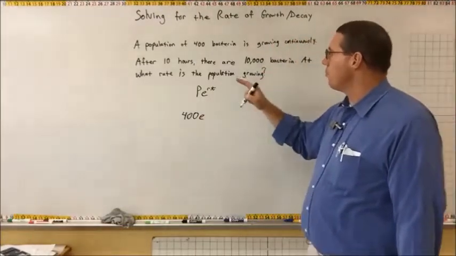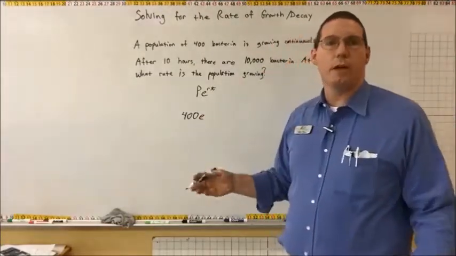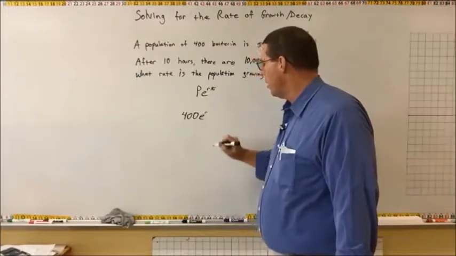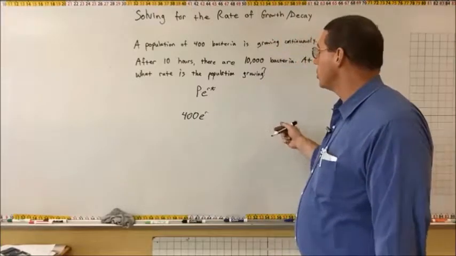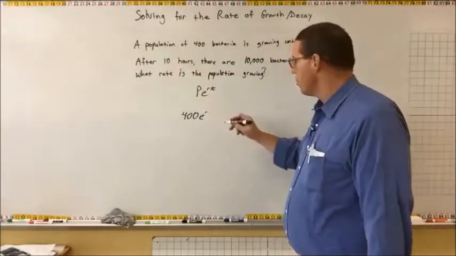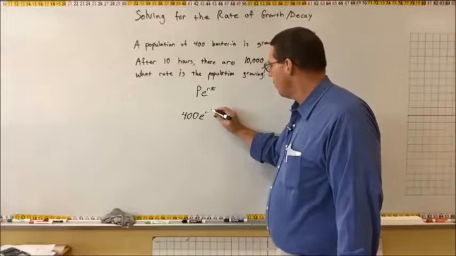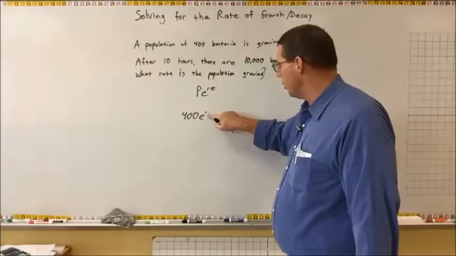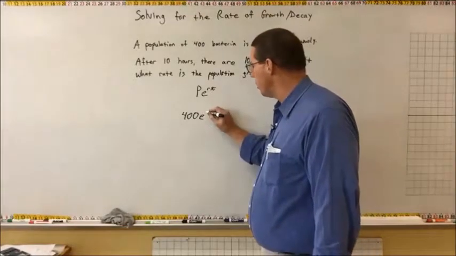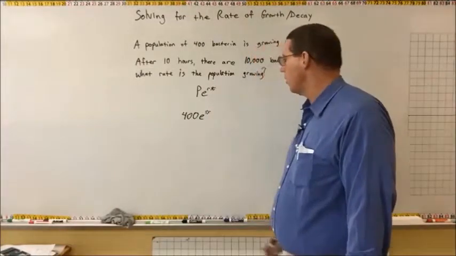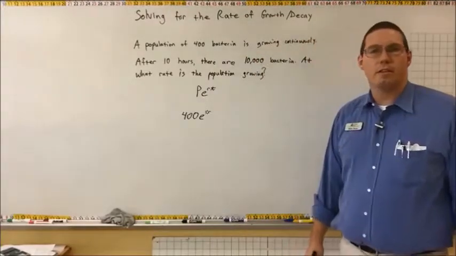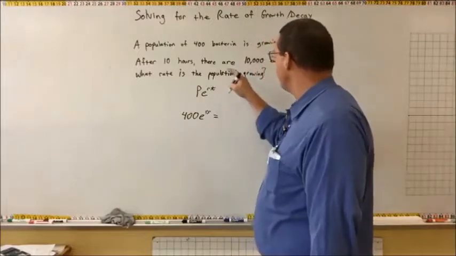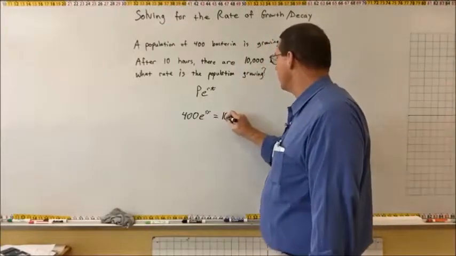Now, it says at what rate is the population growing? This means that we do not know the percentage rate of growth, so we're just going to put an r there. Times, we do know how much time. It says after 10 hours, so we're going to put a 10 in for t. And instead of writing r times 10, it'll look more familiar if we write 10r. So it's going to be 400 times e to the 10r power, and this is going to be equal to the ending value, which is 10,000 bacteria.